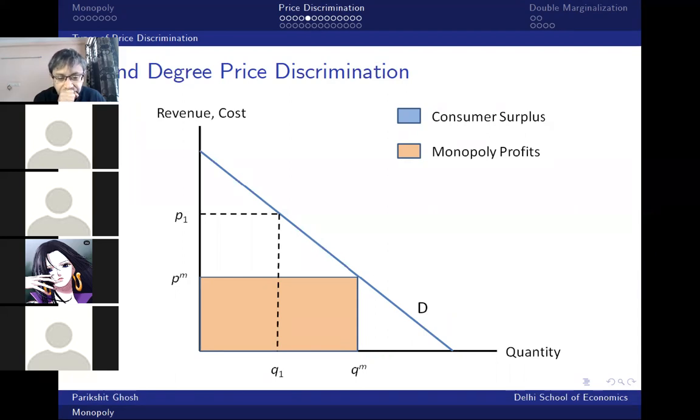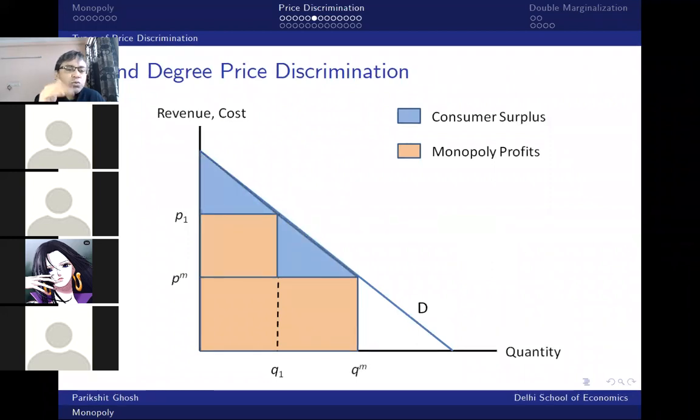So the consumer surplus are the two triangles under the demand curve and between the prices. That's right. The monopoly profits are just the rest of the area under, so the higher rectangle and the lower rectangle both. Yeah. So everybody see that?